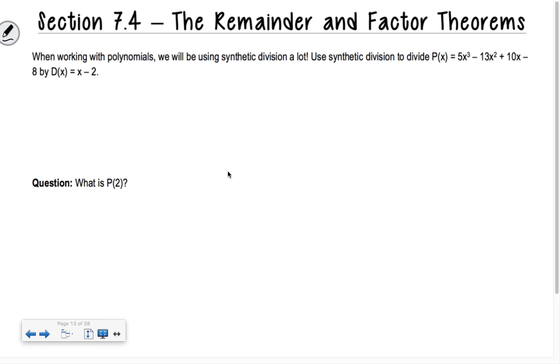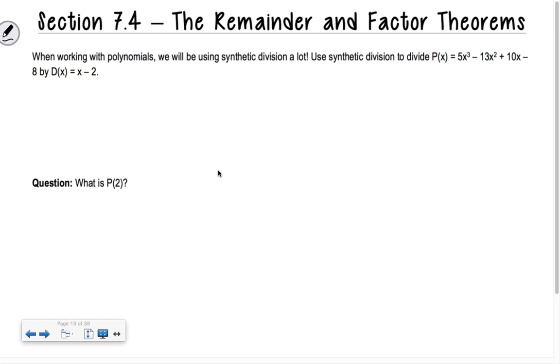7.4 is on what's called the remainder and factor theorems. It's not super important that you remember exactly what the theorem is, but we're going to use the factor theorem all the time. I'm just not going to refer to it as the factor theorem. When working with polynomials, we will be using synthetic division a lot.